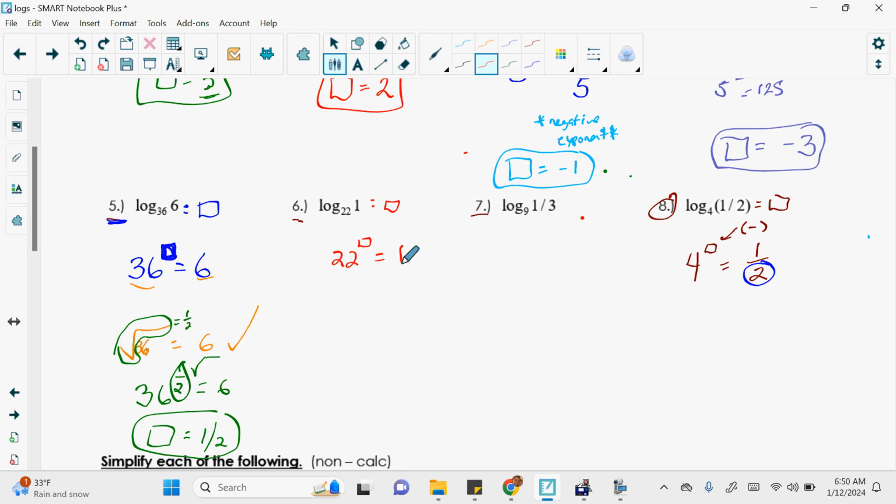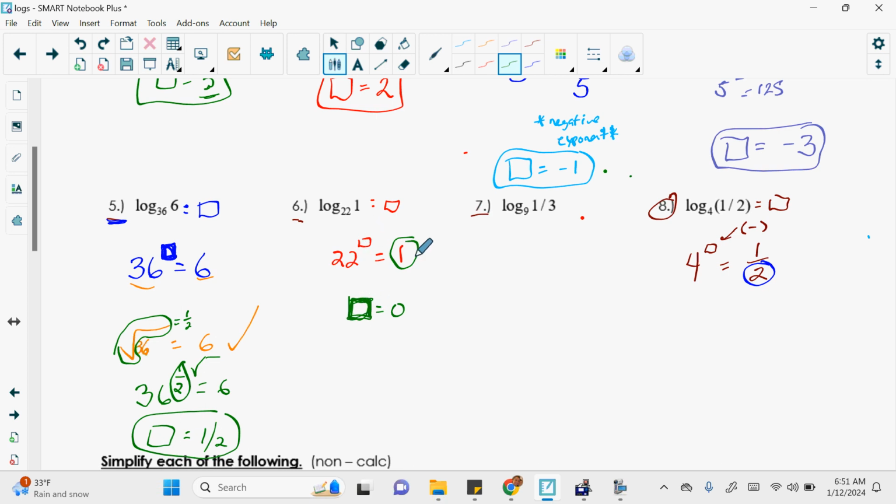And this one right here, log base 9 of 1/3. So I go equals box. So I'm like 9 to the box equals 1/3. So now we're like, oh, fraction. So think about it. 9 to become 1/3. So we're really going to square root, but notice it's a fraction.